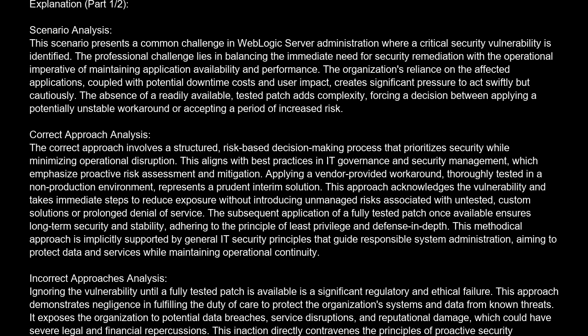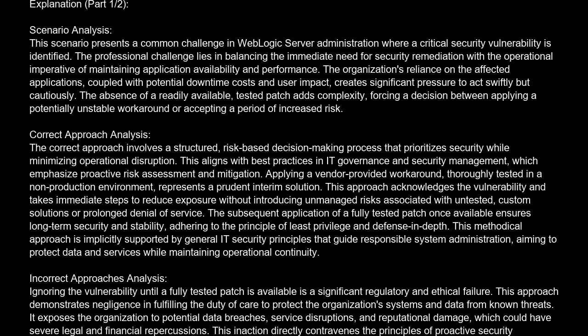The subsequent application of a fully tested patch once available ensures long-term security and stability, adhering to the principle of least privilege and defense in depth. This methodical approach is implicitly supported by general IT security principles that guide responsible system administration, aiming to protect data and services while maintaining operational continuity.